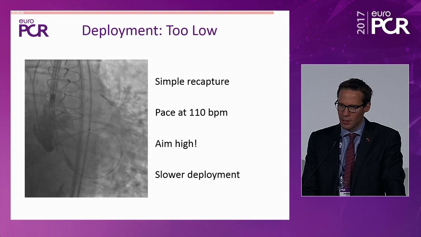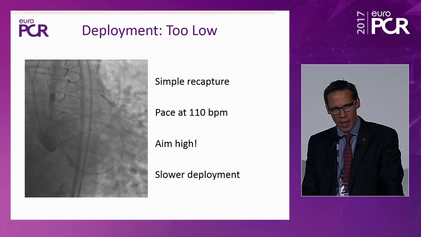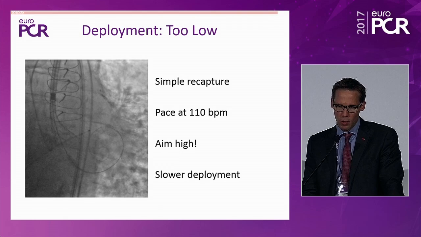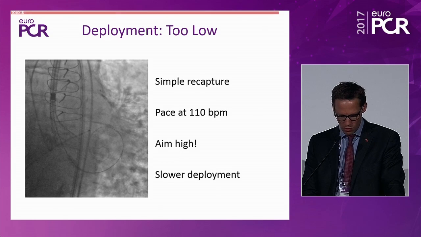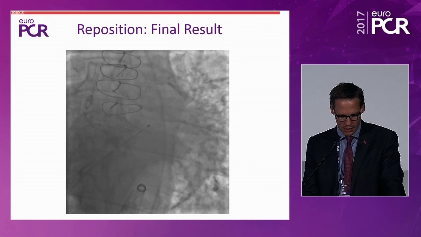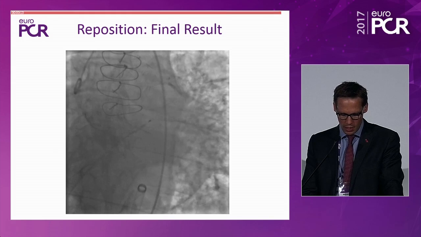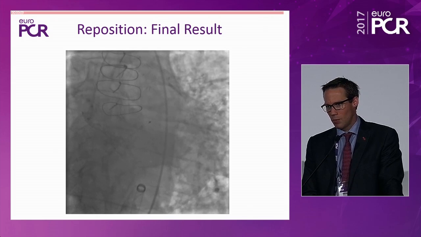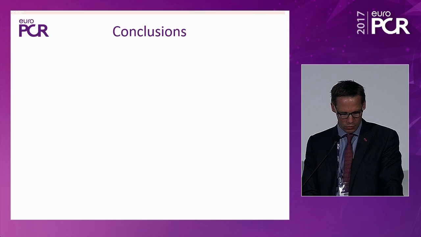regurgitation. I think this valve should be implanted high. I would suggest between 3 and 5 millimeters. And again, a very slow deployment of this valve gives you great accuracy. And again, in this case, a very acceptable final result with a single puff of aortic incompetence that will probably go away within the next number of weeks.